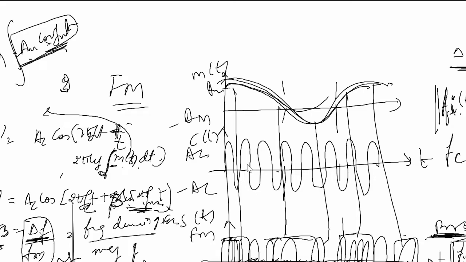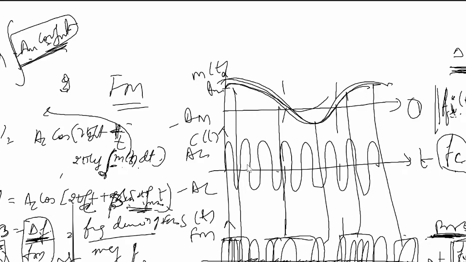Or we could also use theoretically that the frequency deviation is nothing but kf into Am. This is another formula. So two formulas are there: kf into Am, and the difference between f_i(t) and fc. f_i(t) is the instantaneous frequency, which is the output frequency of FM, and fc is the original carrier frequency. The change in f_i(t) with respect to fc is called the frequency deviation, delta f.